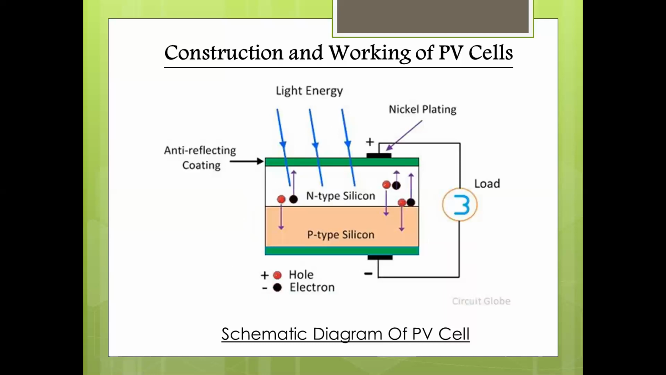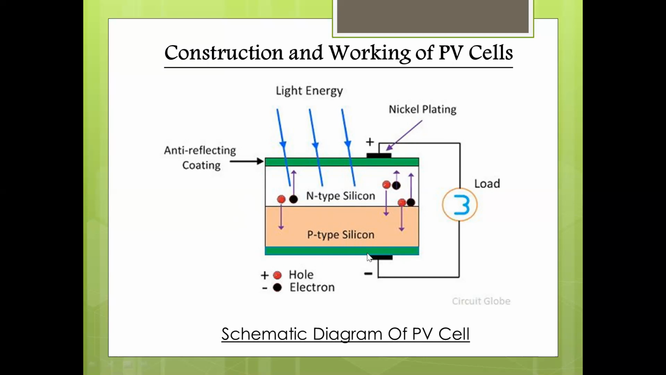In a better way, we'll understand the construction and working principle of the photovoltaic cell. As I said in the previous slide, the photovoltaic cell mainly consists of a PN junction diode made from silicon semiconductor. N-type silicon semiconductor and P-type silicon semiconductor combined with each other form a PN junction diode. Above this PN junction diode, some metallic grids, like nickel plating, are placed, which act as a top electrical contact.